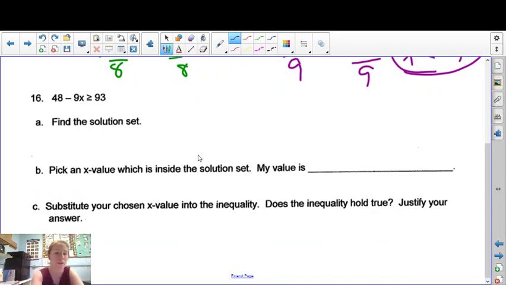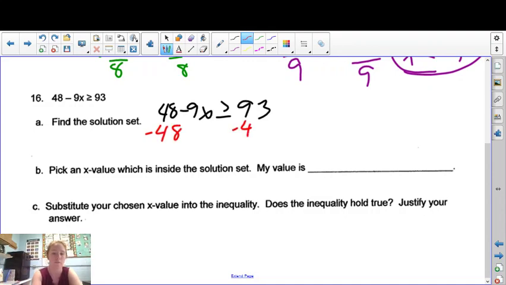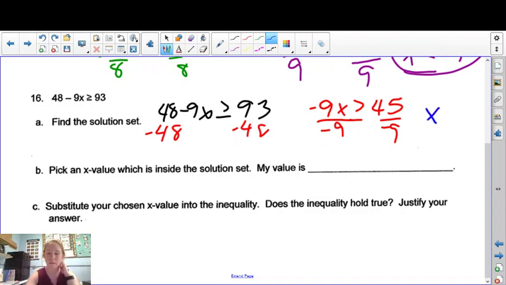So we're going to go ahead and solve. So I have 48 minus 9x is greater than or equal to 93. So I undo my addition or subtraction, so I subtract my 48. And then I have negative 9x is greater than or equal to 45. I divide both sides by negative 9. So my x is going to remain on the left side, but because I'm dividing by that negative, it causes it to flip. And 45 divided by 9 gives me a negative 5. So there's my solution set, part A.